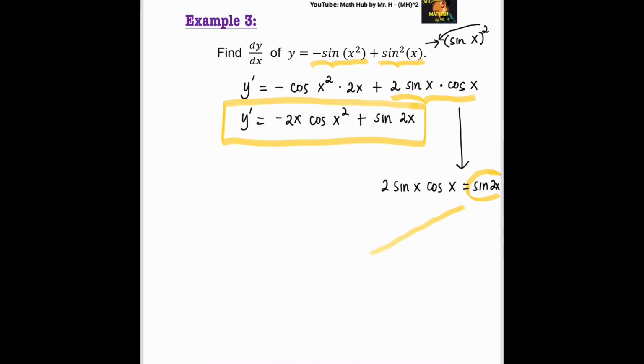So remember to apply identities if there are identities that appeared in the solution, because the final answer must be the simplest form.